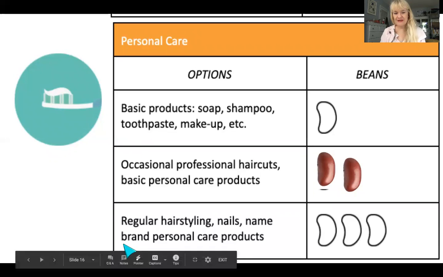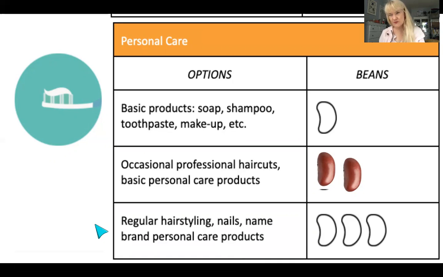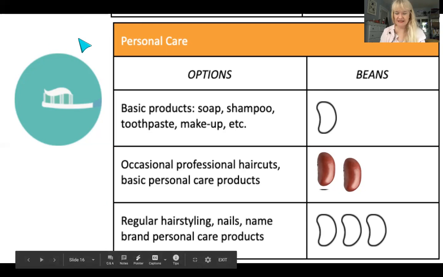And for 3 beans, you can get haircuts quite often, you can get your nails done, and you can get nicer personal care products. But that's a little more expensive, actually quite a bit more expensive. So this is another category that you don't have to spend a lot of money in, but you might want to.